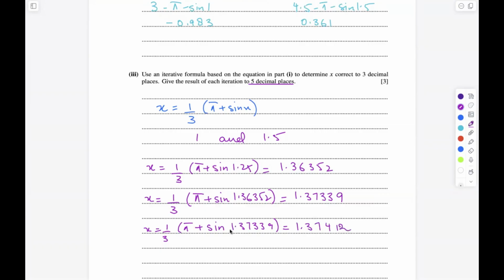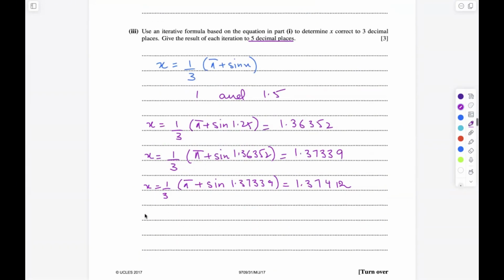Then substituting x equals 1.37412, this will become 1 upon 3 into pi plus sine of 1.37412. We'll get 1.37410. And when we substitute 1.37410, we'll still get the same answer. So the final answer, as you have to give it to 3 decimal places, will become 1.374.